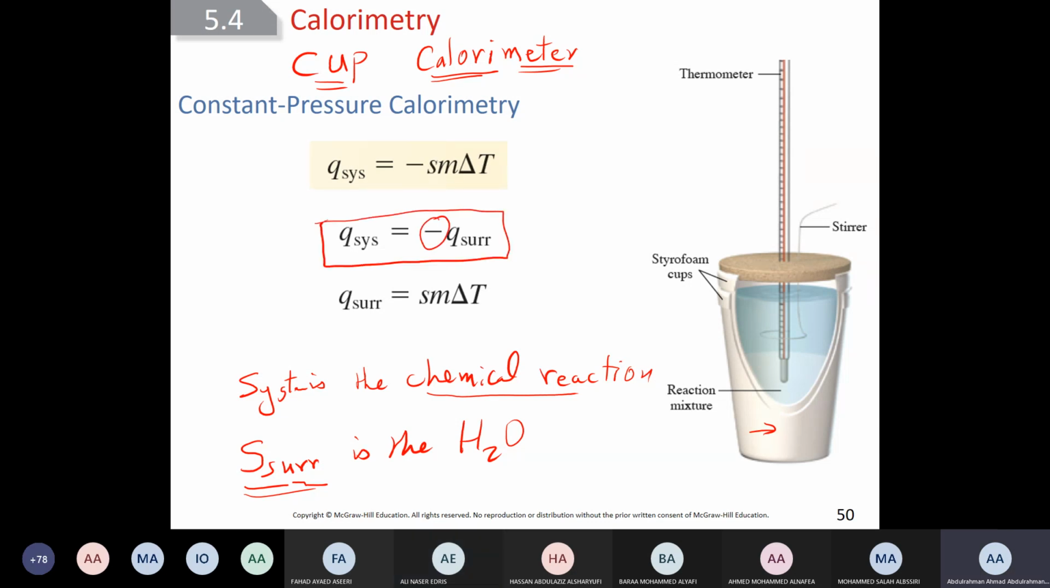That's why this is very important. Don't forget that we're going to measure the heat of the surrounding. The Q that we're going to measure is for the surrounding, which is S times M times delta T, and then the Q of the system equal to minus Q surrounding.